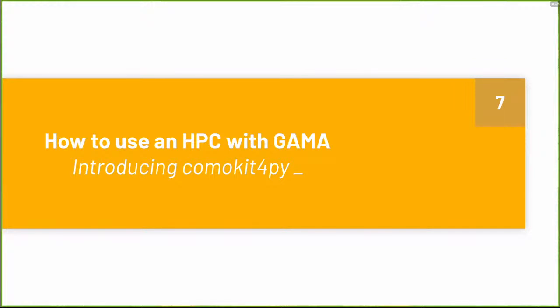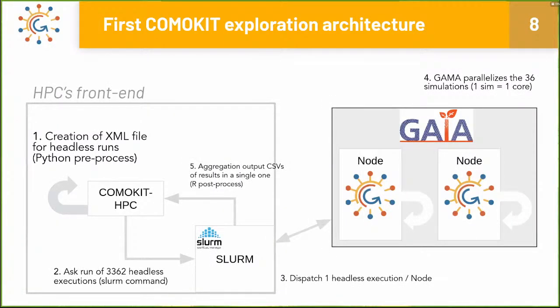So how did we manage to use HPC with Gamma? First of all, we had a pretty complicated architecture, which is here. Can you see my mouse or not? Yes, okay. We can see. Perfect. So first of all, we need to generate XML files.